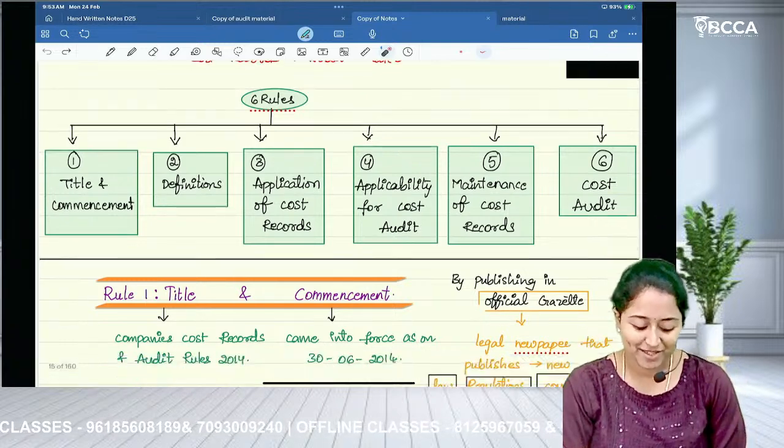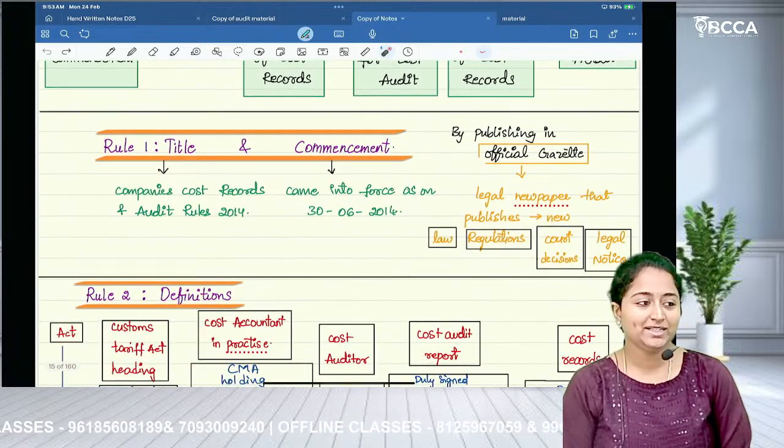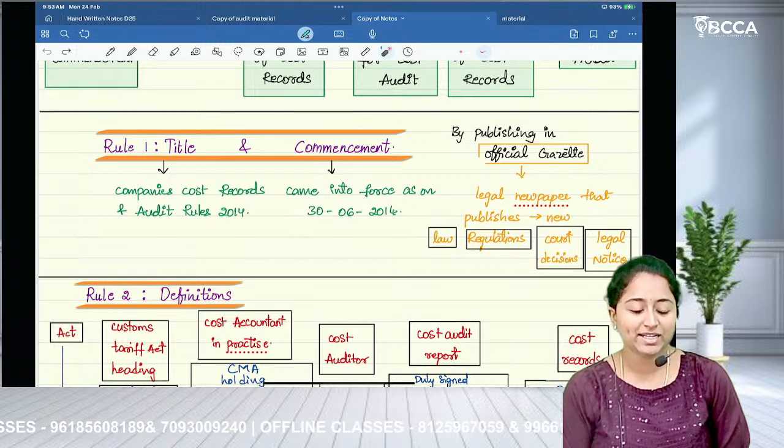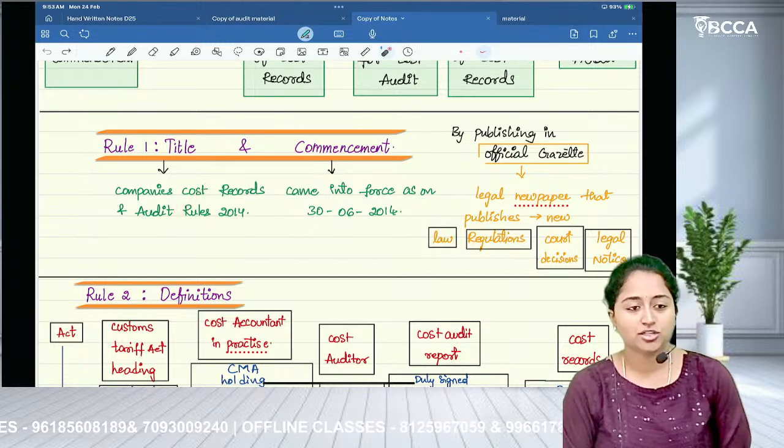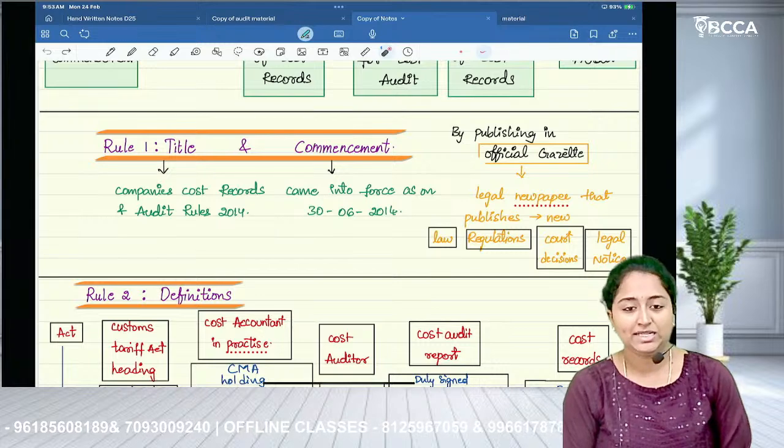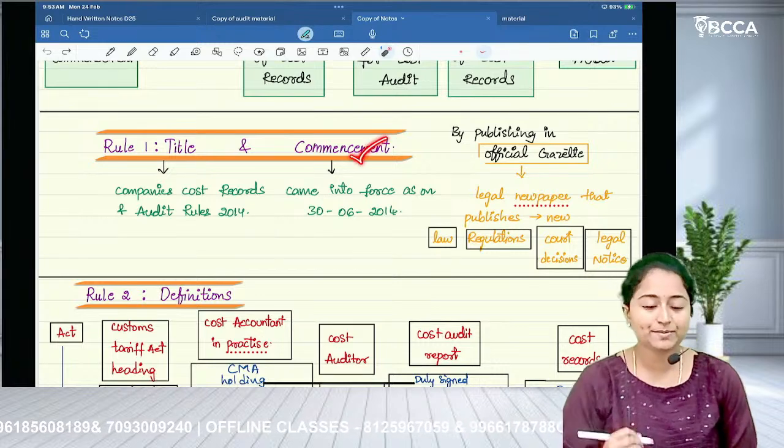Okay, now Rule 1, title and commencement. Now what is the title? Companies Cost Records and Audit Rules 2014 is the title. Now what is the commencement date?